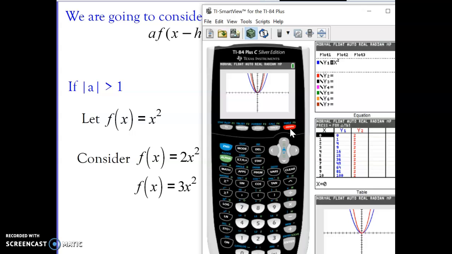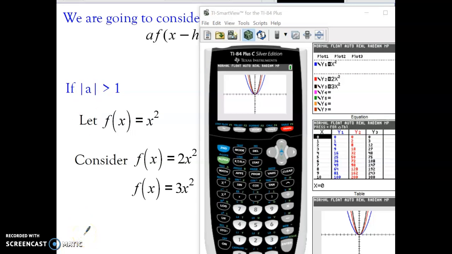So as you can see, the function seems to be moving in towards the y-axis. The reason why that is happening is because this is a vertical stretch. Okay, this is what I want you to write underneath number 17. If your absolute value of a is greater than 1, this is a vertical stretch.